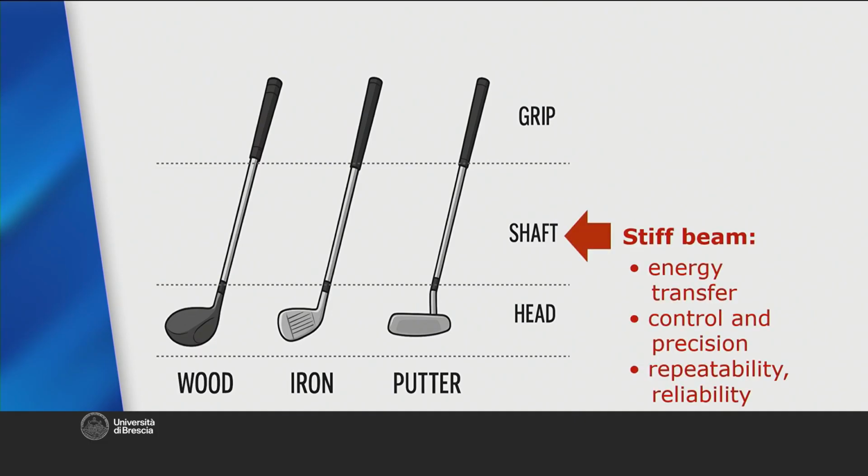Each part of the club has a specific function and therefore an optimal material. Here we focus on the shaft, where stiffness is the main selection criterion. The shaft of the golf club must be designed primarily for stiffness because it ensures maximum energy transfer to the swing without deforming. This ensures control and precision by preventing the head from changing angle during the shot, and it guarantees repeatability, allowing the player to perform consistent and reliable swings.